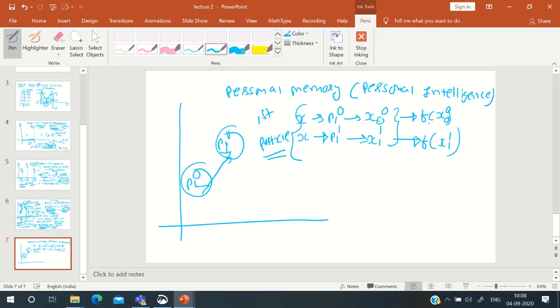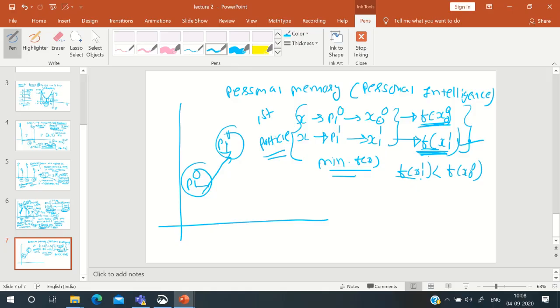We find, for the first particle, the function value at the end of the 0th iteration. Similarly, we find the function value at the end of the first iteration for the first particle, then for the second particle, and so on. So now we compare these function values and find out which one is the minimum function value in these two iterations. Suppose you obtain that f of x1 superscript 1 is less than f of x0 superscript 0.